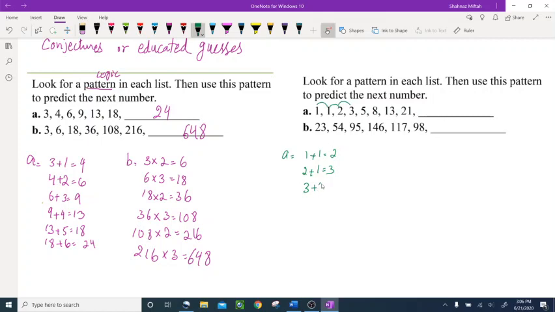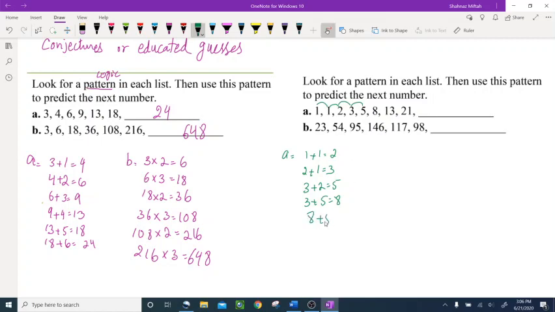3 plus 2 is giving me 5. You see? Then 3 plus 5 is supposed to give me 8. You see that? That's how it's going. So if the preceding numbers are added, we're going to use this pattern. So 21 plus 13. Okay, let me try this.